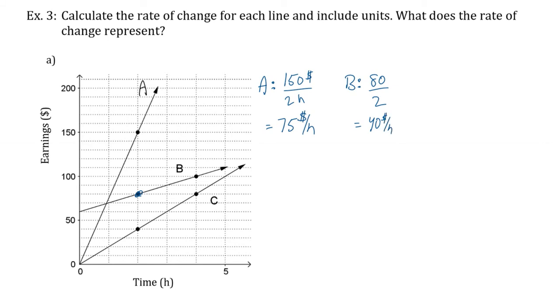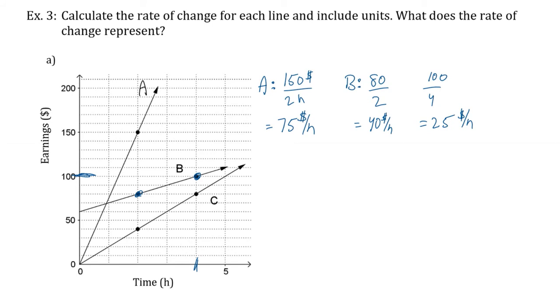What if I pick this point? This point looks like 100 in 4 hours, which is $25 per hour. Well, hold on. I told you that when points are on the same line, the rate will be the same. Why am I getting two different rates?